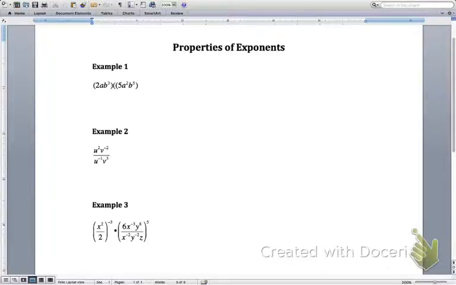Properties of exponents, example 1. When you multiply two expressions that involve exponents, you want to start by multiplying the coefficients. So we say 2 times 5 is 10. When you multiply like bases, a times a squared, we add the exponents to get a cubed. B cubed times b to the 5th would then be b to the 8th.